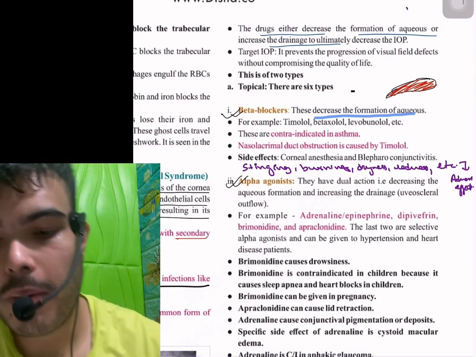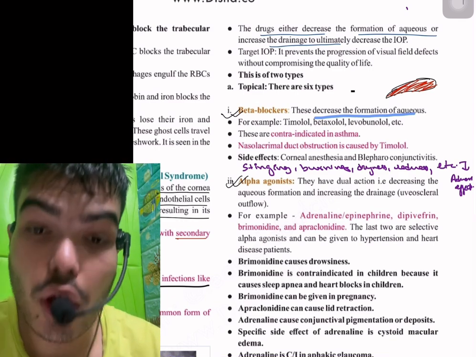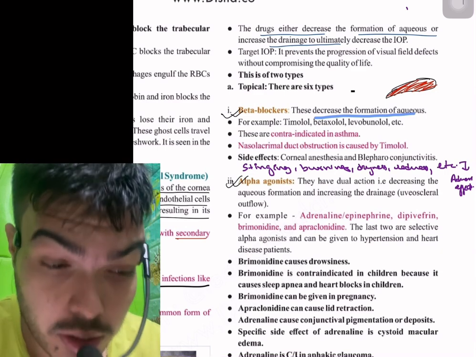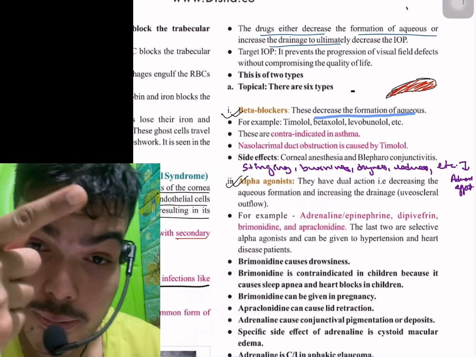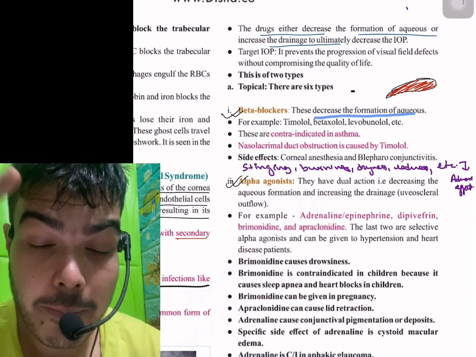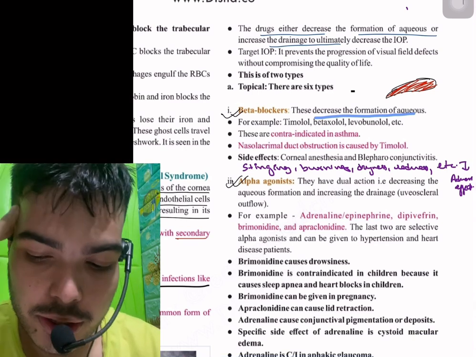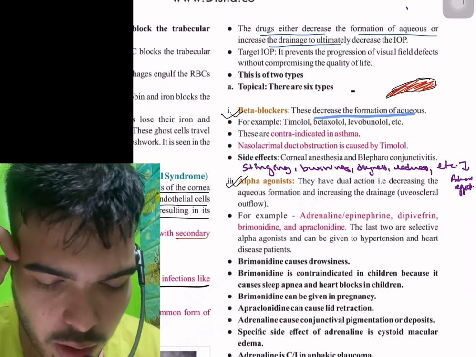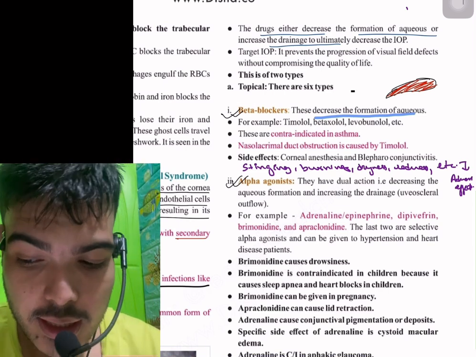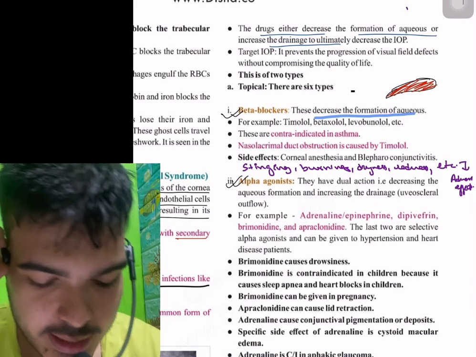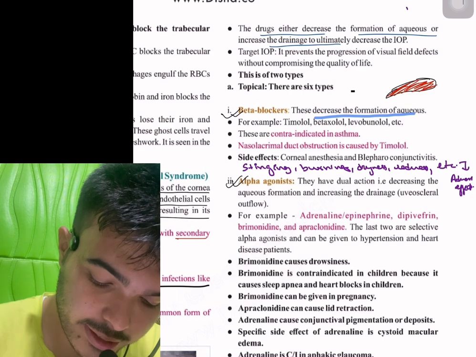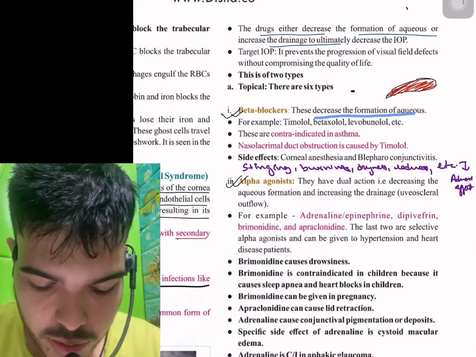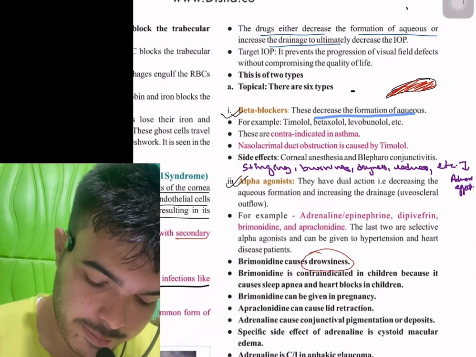Whenever we talk about alpha adrenergic agonists, not alpha blockers, they increase the uveoscleral pathway and decrease the aqueous formation. But what's the problem? The alpha agonists are apraclonidine and brimonidine, and brimonidine is really sedative. People sleep with brimonidine, drowsiness. It's contraindicated in children because it can cause sleep apnea also. It can be given in pregnancy.